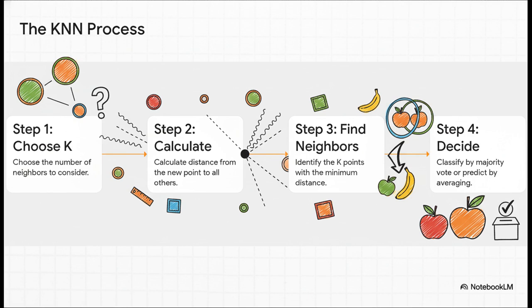And finally, step 4, the fun part, it lets them vote. So if 2 of our 3 neighbors are apples and 1 is an orange, well, majority wins. Our mystery fruit gets classified as an apple. See? It's really as simple as that.